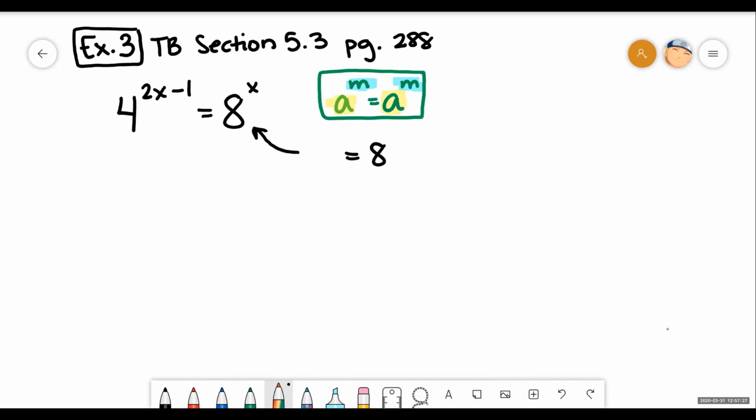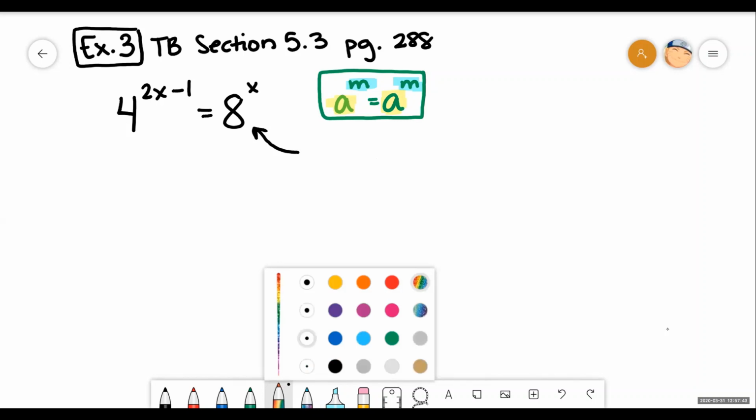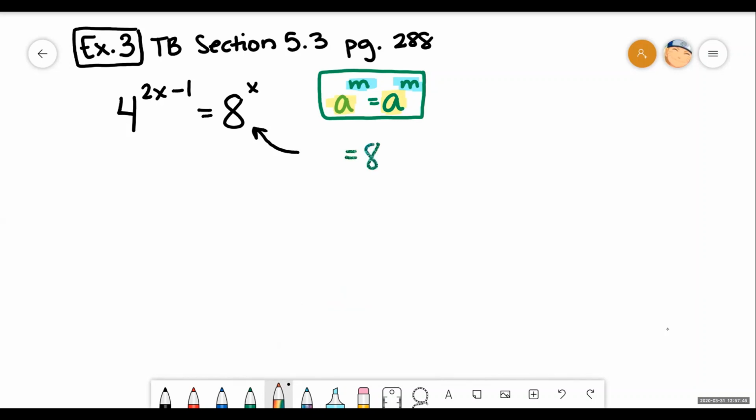So now we're kind of stuck because 4 to any power is never going to be 8. So that means we need to possibly break it down further. It might be the situation, right? Because right now we're looking for an 8. It might be the situation where we also need to break down this side.